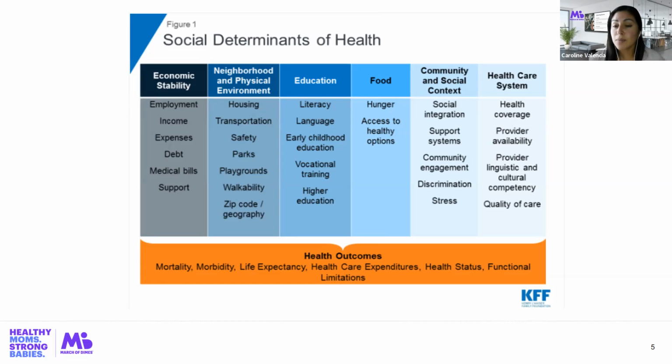As the video stated, community and social context is so important. Having that social support is critical for our mental health and well-being. And some communities, especially communities of color that face a lot of discrimination and racism, start to internalize that stress, which can then lead to poor health outcomes.